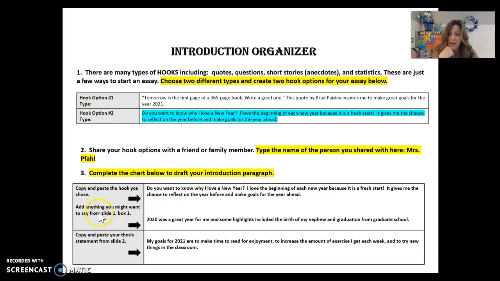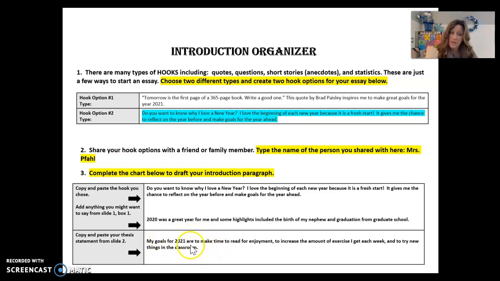All right, and then add anything you might want to say from slide 1, box 1. So if you remember my examples from good things that happened to me in the year 2020, I said 2020 was a great year for me, and some highlights included the birth of my nephew and graduation from graduate school. Okay, so I wrote that in there kind of as a little bit of a transition from my introduction, my hook here, and then my thesis statement.